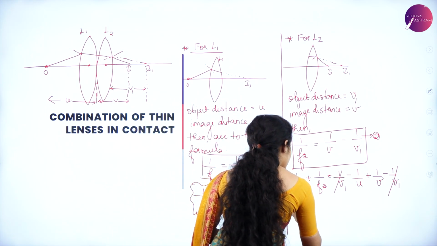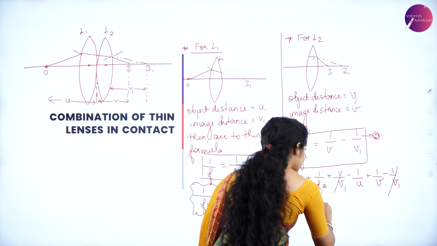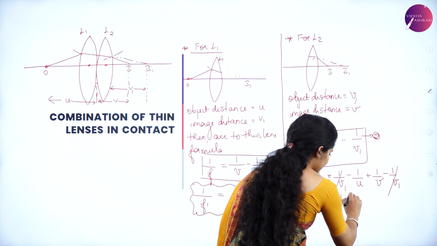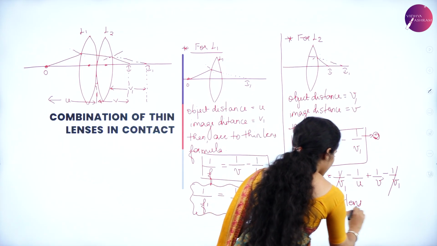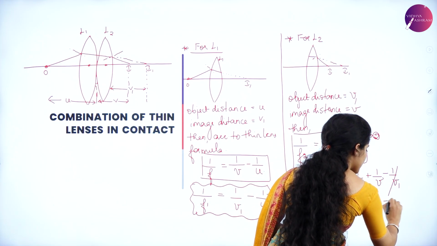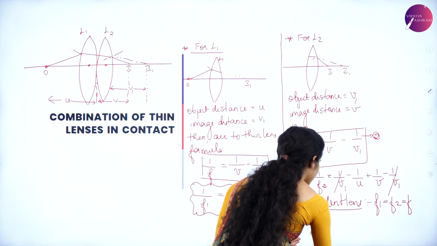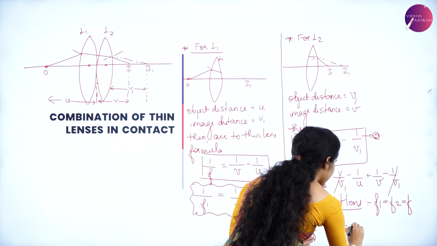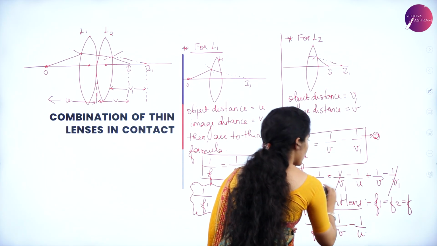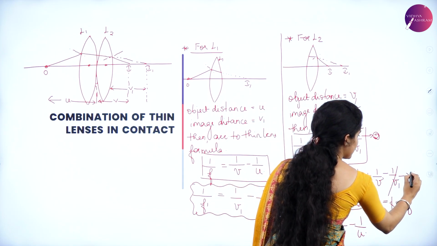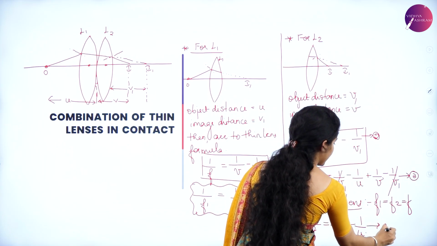So it can be written as the equivalent lens. For the equivalent lens, what do we have? It is f1 is equal to f2, which is both equal to f. 1 by f is equal to 1 by v minus 1 by u. So call this set of equations 3 and this set of equations 4.